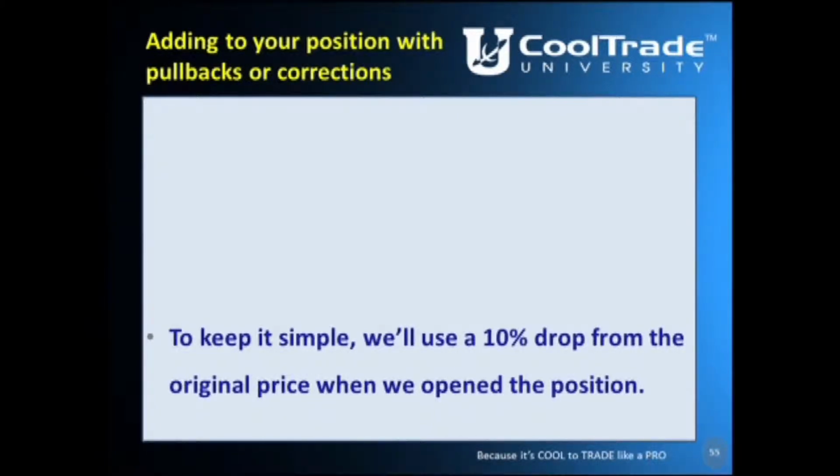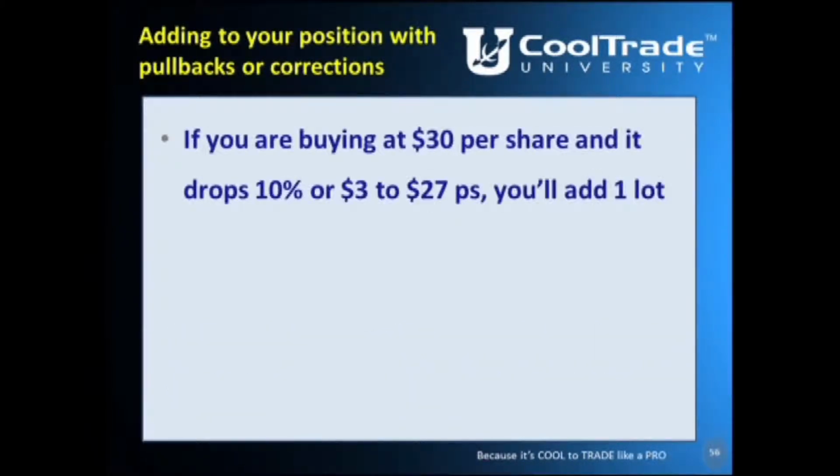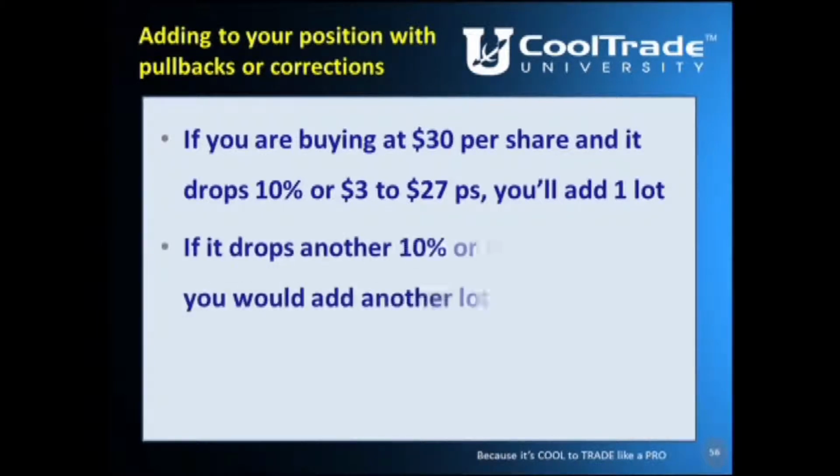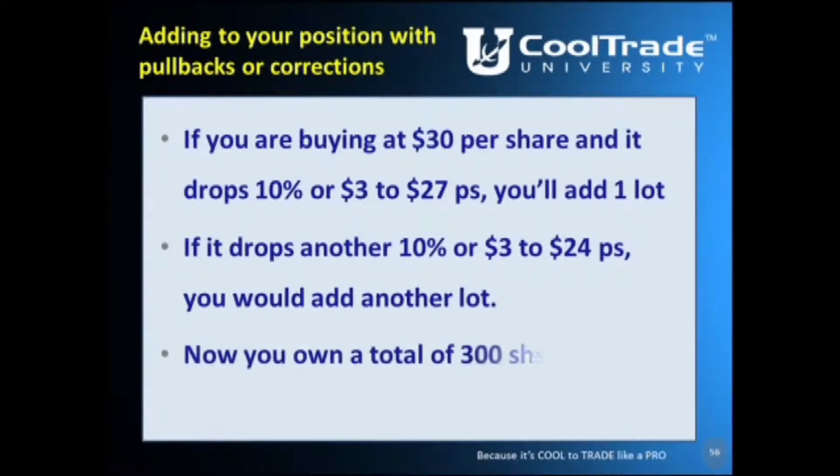That 10% drop, if you're buying it, let's say rounding it off, $30 a share, and it drops 10% of 30 would be $3. So that means if it drops to $27 per share, we're going to add 1 lot or 100 shares. We're going to add to our position. If it drops another 10%, again, starting from the original number of $3, it's now at 24, we're going to add another lot. So at that point, you're going to own 300 shares.